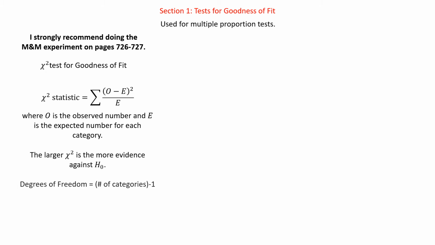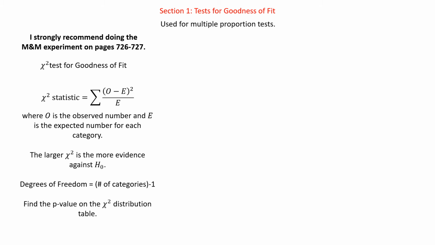The degree of freedom is the number of categories minus 1. Now this is something that's going to change when we get into different types of tests. But for our goodness of fit, it's the number of categories minus 1. So for the M&Ms, if I remember correctly, there were 5 different colors of M&Ms. Those are the 5 categories, so our degree of freedom there was 4.